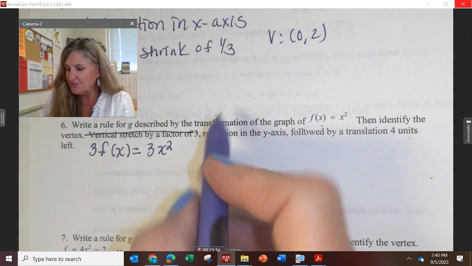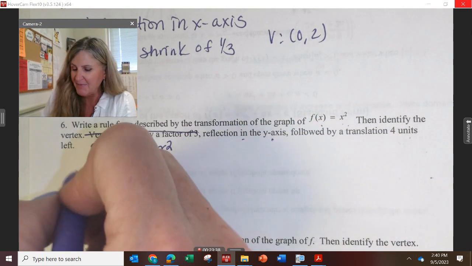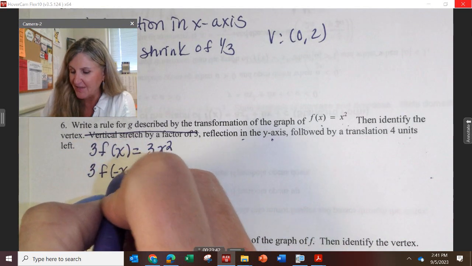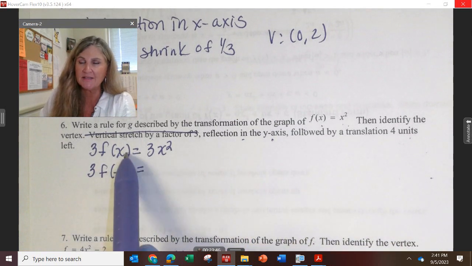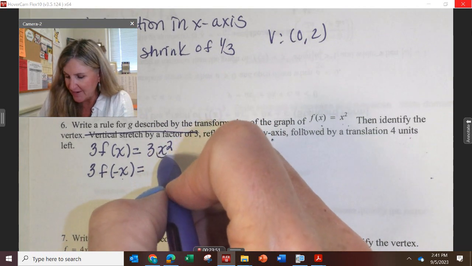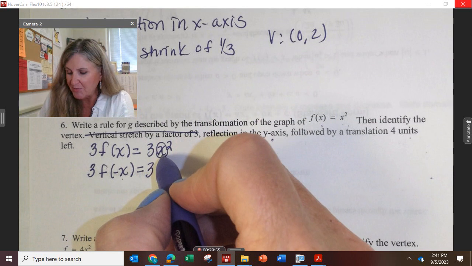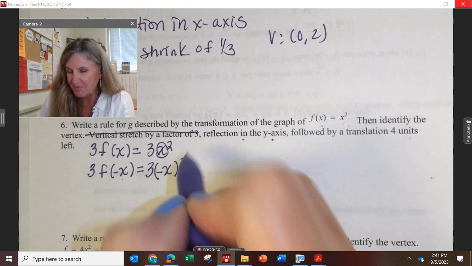The next thing I have to do is a reflection in the y-axis. That means I have to do 3 times f of negative x. To do a reflection in the y-axis, x gets replaced with negative x. Right here's my x. 3 doesn't change. Whenever I'm replacing x, I have to use parentheses, and I put that.